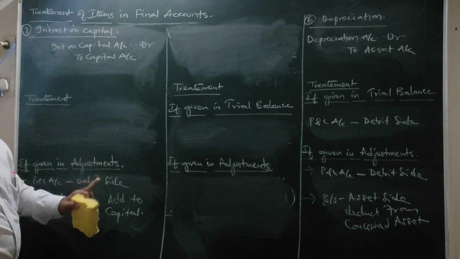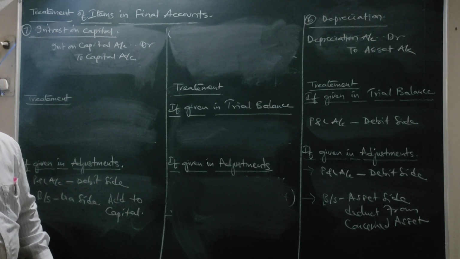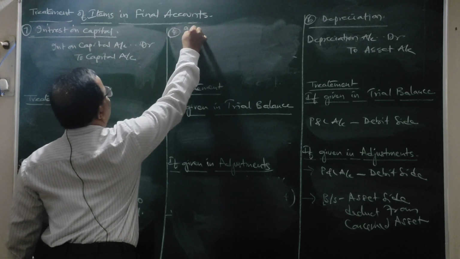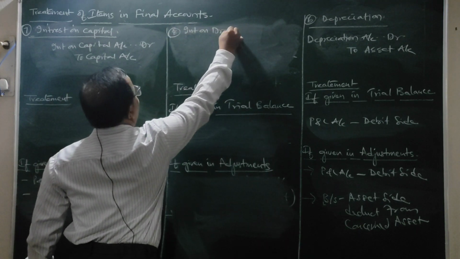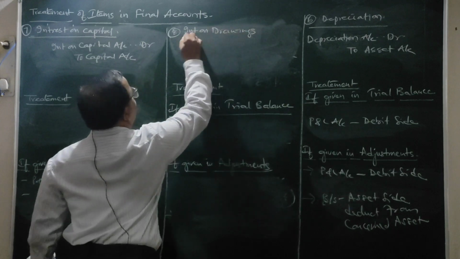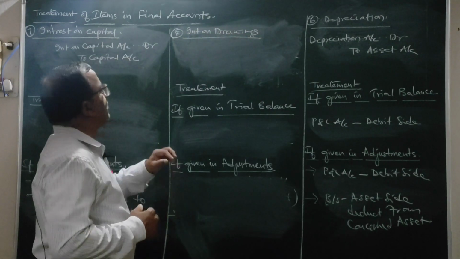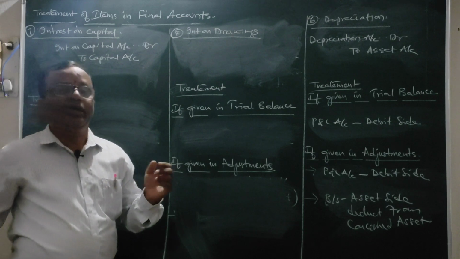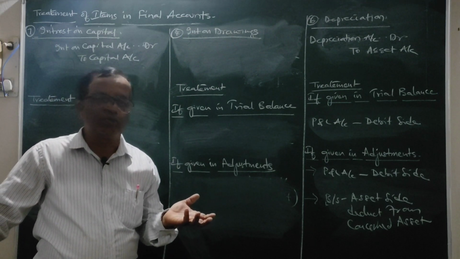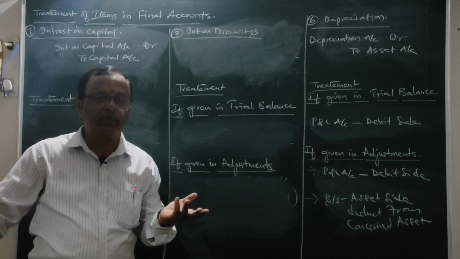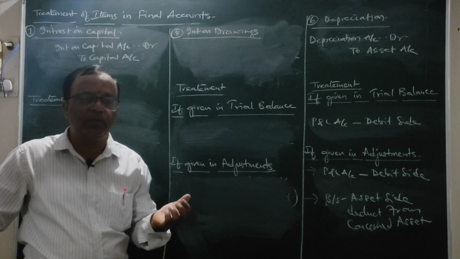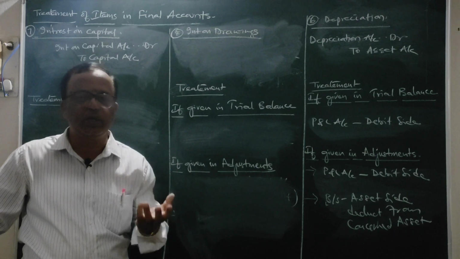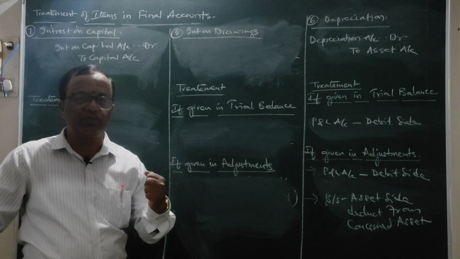Now let's see the next item. After this one we have interest on drawings. Just like interest on capital is accounted in the books, so is interest on drawings. You are aware drawings are nothing but money or money's worth withdrawn by the proprietor from the business for personal use.